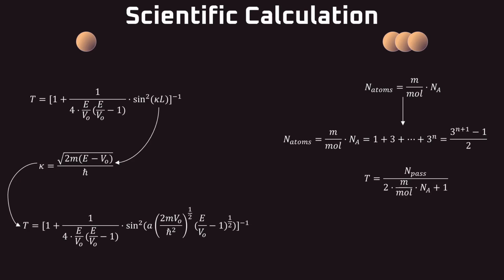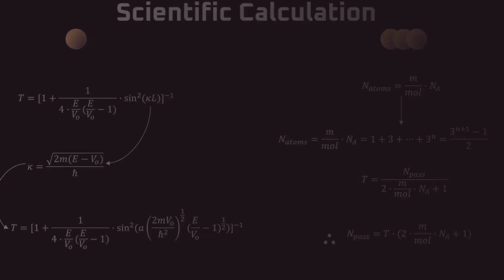And now, we have got the total number of neutrons and the probability of their transmission across the barrier, and by multiplying these two numbers by each other, we will get the number of neutrons that will transmit through the barrier.